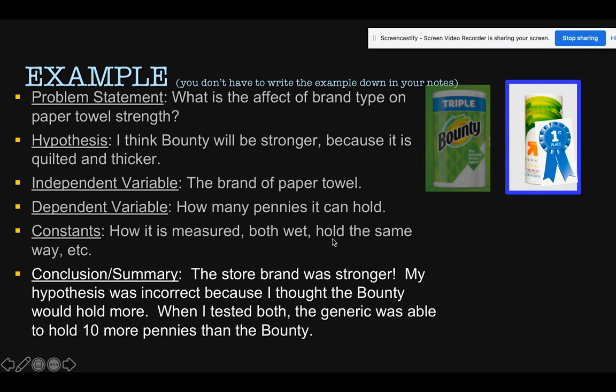And my conclusion was that the store brand was actually stronger than the Bounty. My hypothesis was incorrect because I thought that the Bounty would be better. It seemed like it had a name brand and was more expensive, but the Target brand held more. So that was my conclusion and summary of the experiment. So then after that, I ended up buying Target brand paper towels because I knew that they were stronger.